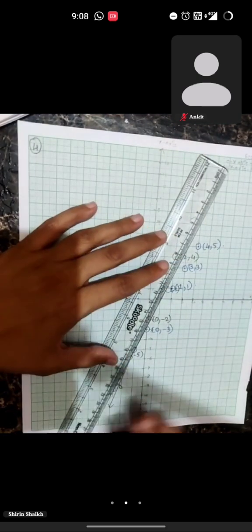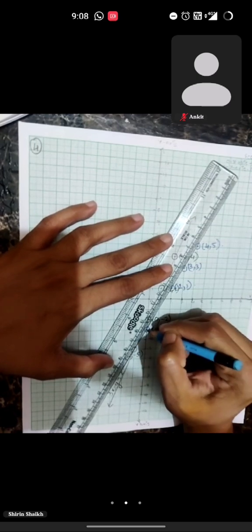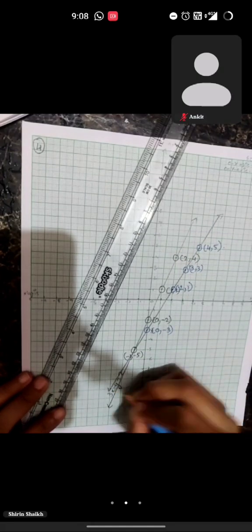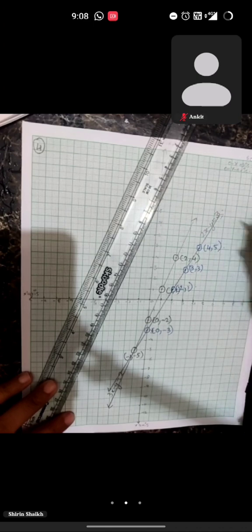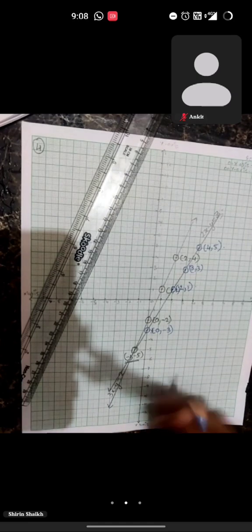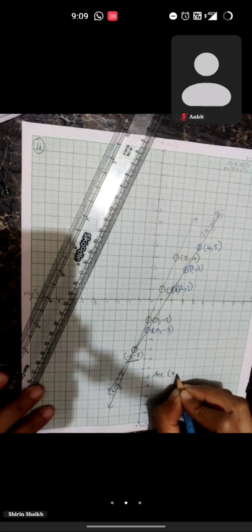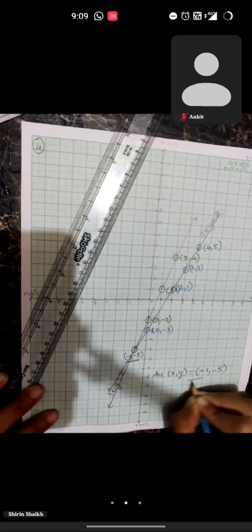So please draw the line. We have to pass through all the 4 points, and this is the line, 2x minus y is equal to 3. Both are meeting at -1, -5. So the solution or the answer for this graphical equation is -1, -5. I hope you have understood the fourth sum.